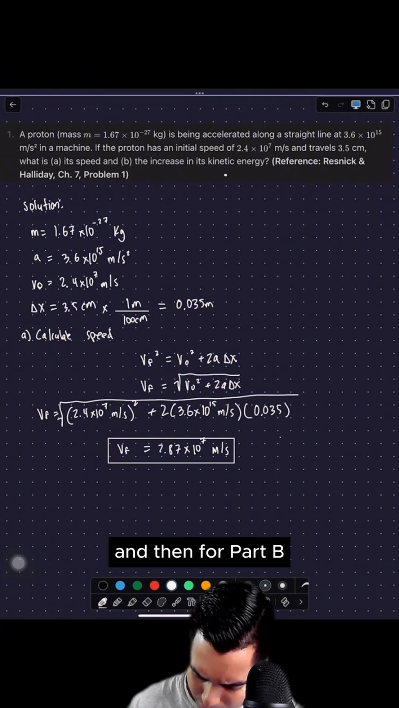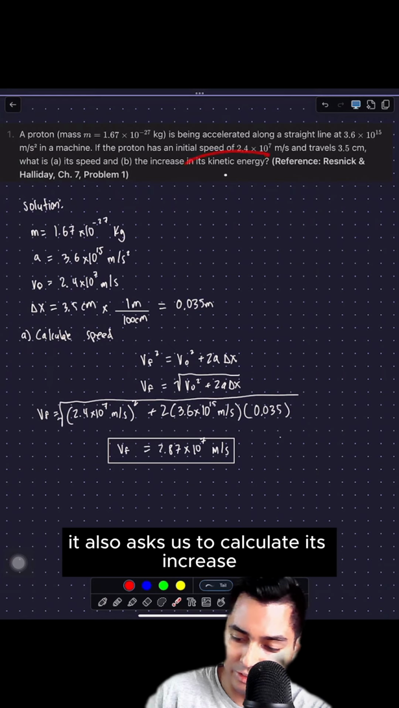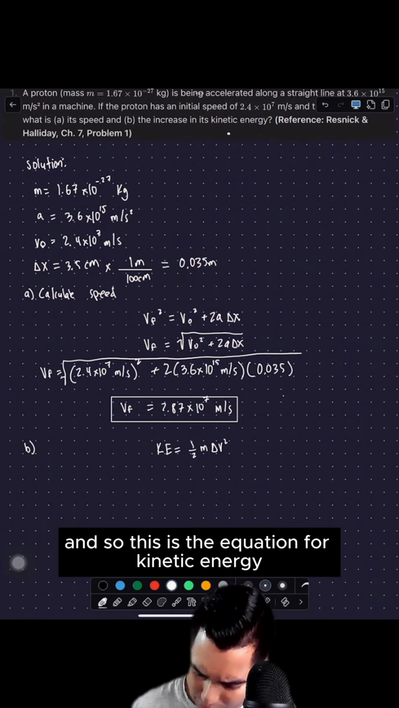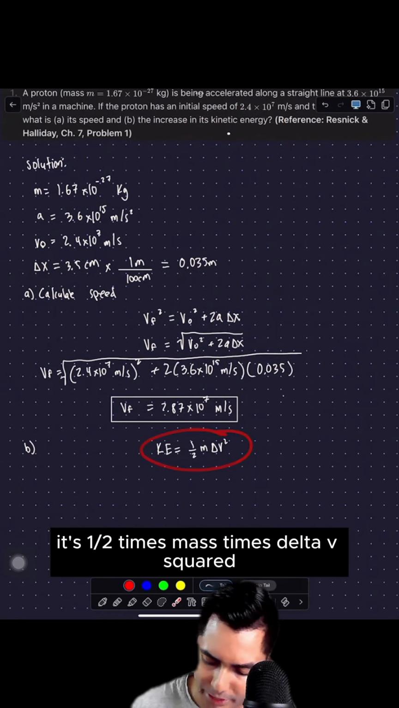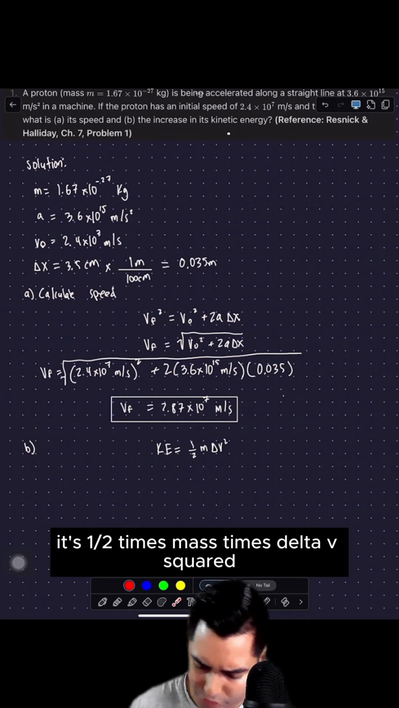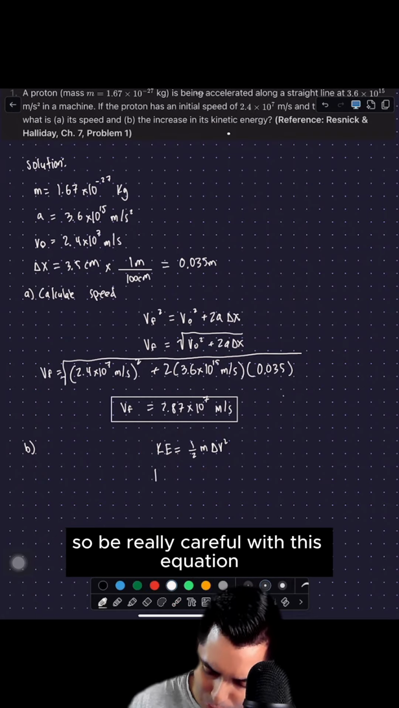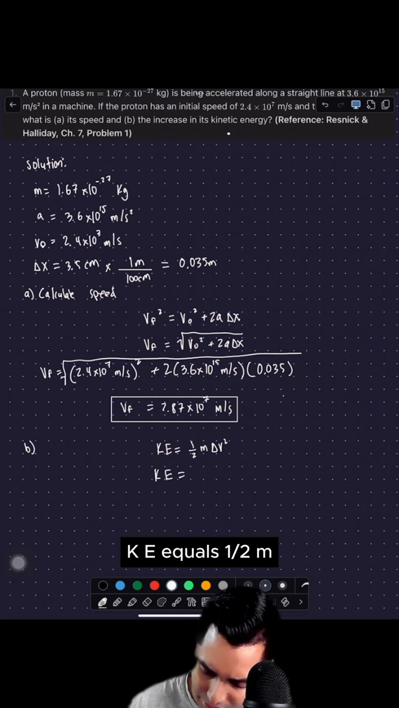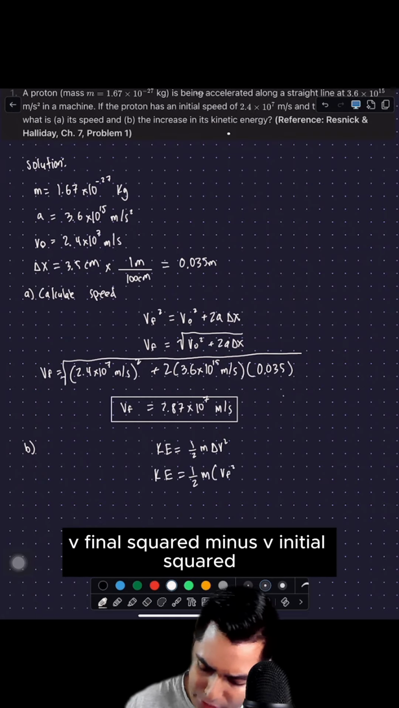And then for part B, it also asks us to calculate its increase in kinetic energy. So this is the equation for kinetic energy. It's 1/2 times mass times delta v squared. So be really careful with this equation. We have to write it like this: K equals 1/2 m times v final squared minus v initial squared, just like so.